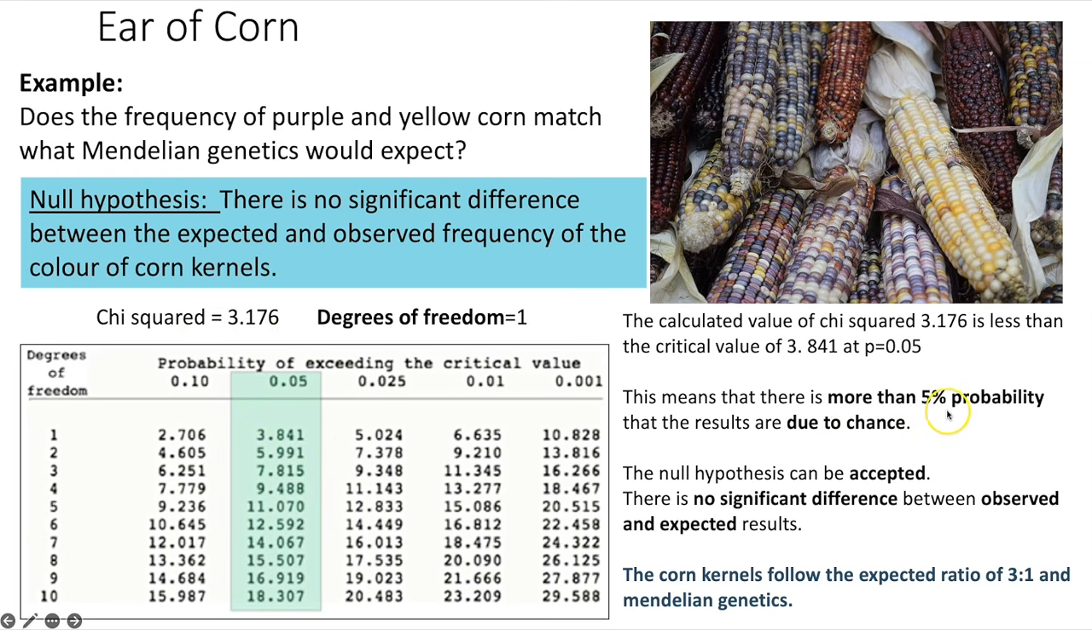And therefore we have more than 5% probability that the difference between the observed and the expected is due to chance, and therefore we have to accept the null hypothesis, meaning there is no significant difference between what we observed and what we expected. So in other words, the frequency of the corn kernels that we observed does match what we expected from our Punnett square, and it confirms that Mendelian genetics ratio of 3:1.